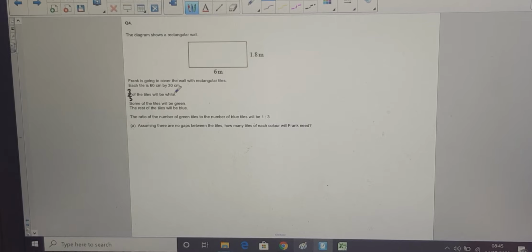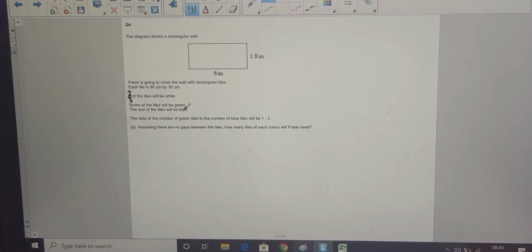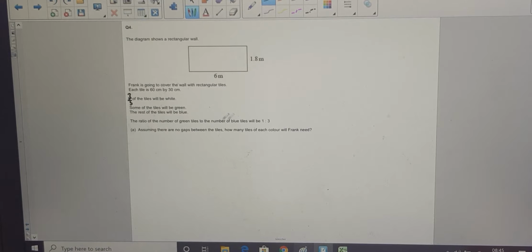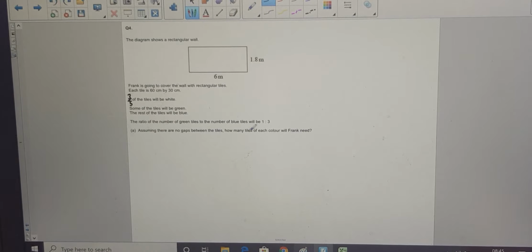3/5 of the tiles will be white. Some of the tiles will be green, that's a bit vague. The rest of the tiles will be blue. The ratio of green tiles to the number of blue tiles will be 1 to 3. Assuming there are no gaps between the tiles, how many tiles of each colour will Frank need?